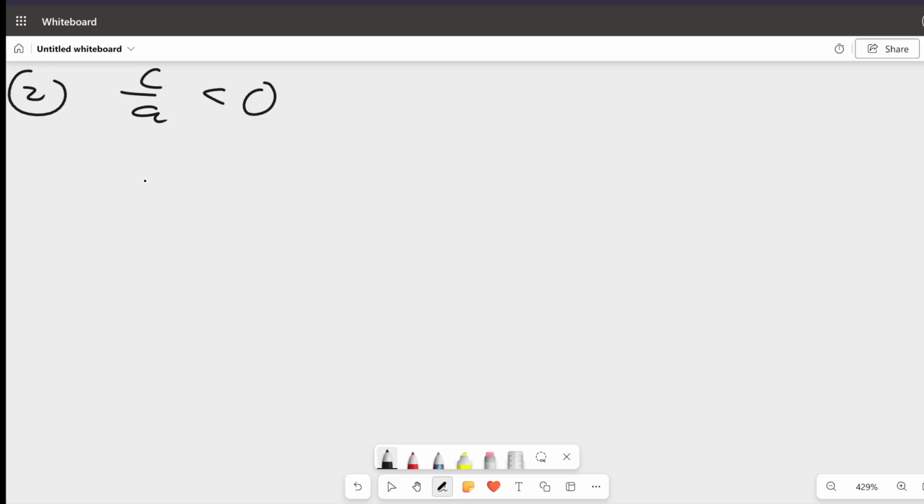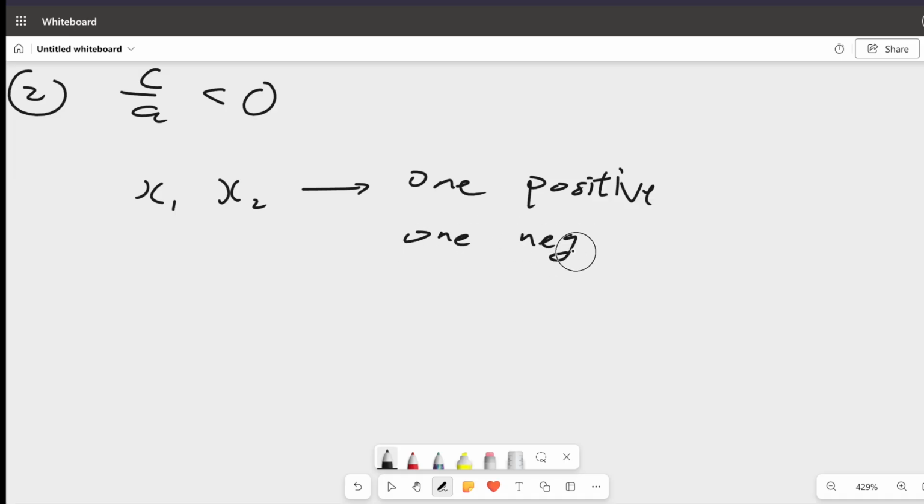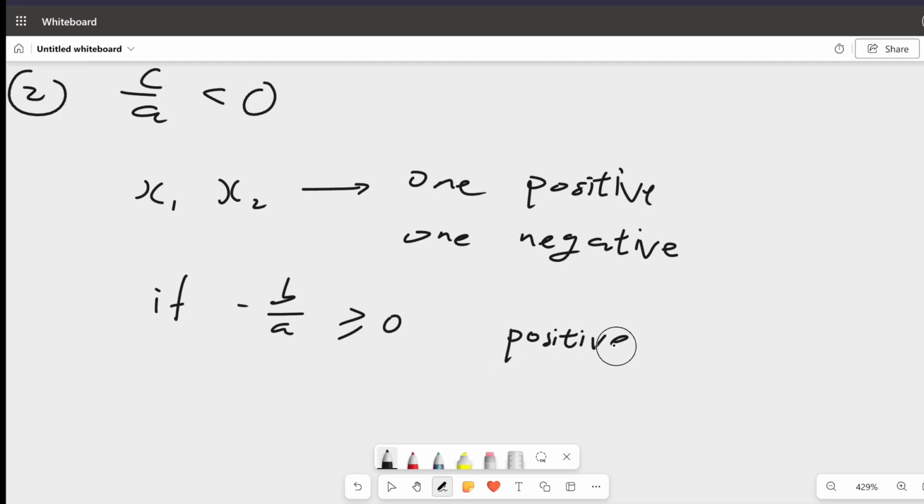So in this case, when the product is smaller than 0, x1 and x2, one should be positive and the other one should be negative. And if the sum is bigger or equal to 0, then the positive root for sure is bigger or equal to the absolute value of negative roots.